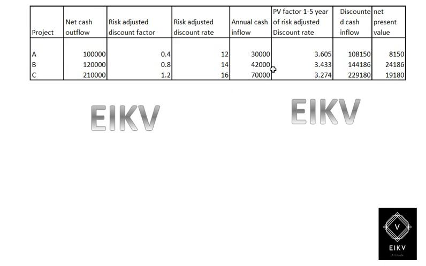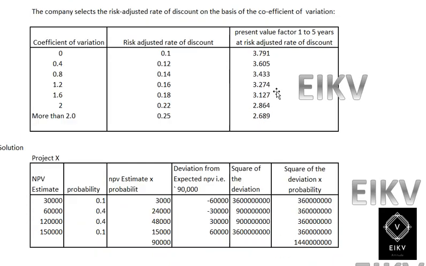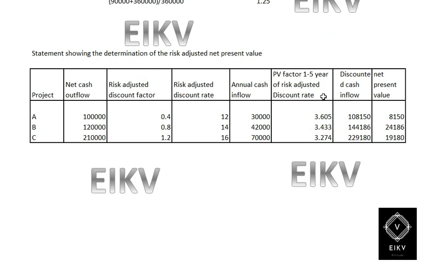After writing those figures, we have the 5 years present value PV factor for 12 percent, 14 percent and 16 percent, which is given in the second table of the question: 3.605, 3.433 and 3.274. When we multiply those figures, we will get the net present value as 8,150, 74,000, 24,135 and 19,180.